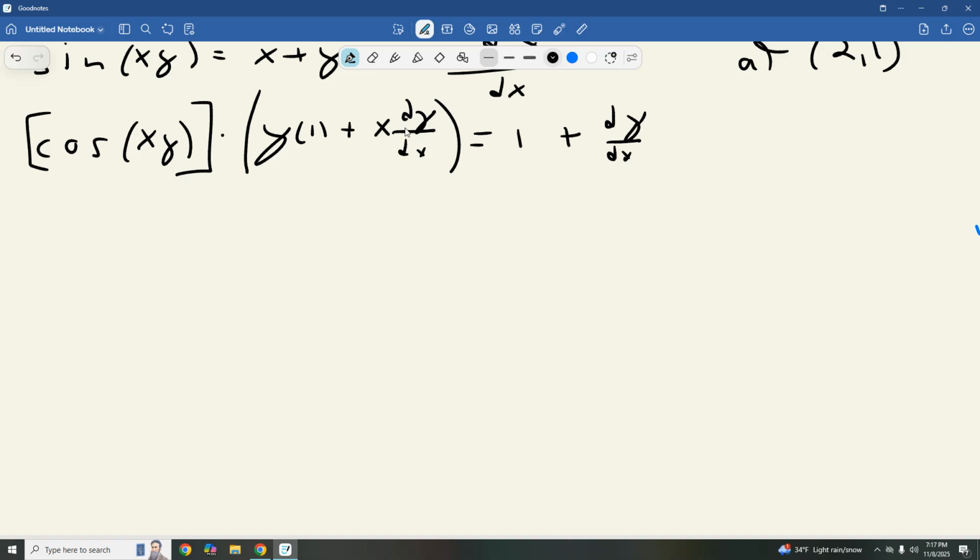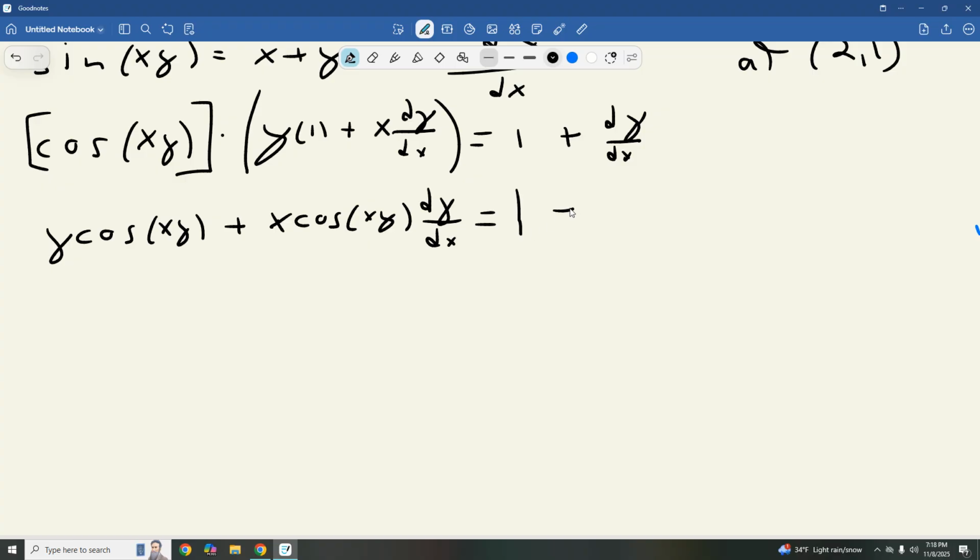Okay, now we have this, and in this case it's better to multiply out because you need to get your things on one side. So this is going to be y cosine xy plus x cosine xy dy over dx. Also remember to put this at the front because it makes it easier to look at. And I think that's actually how you're supposed to do it. But just remember that. And then equals 1. This one we don't have to change or multiply out.